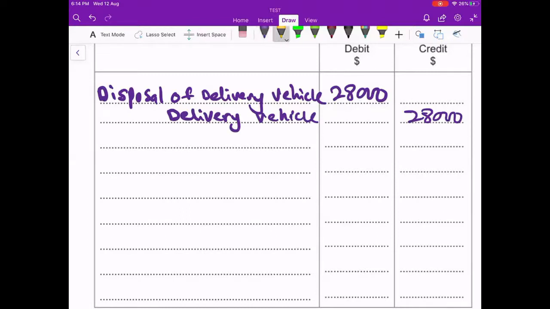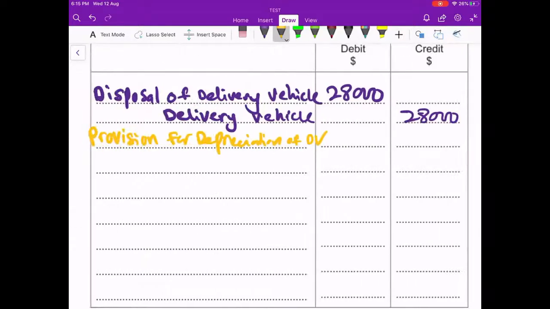Okay, step number 2. Step number 2 is debit provision for depreciation of delivery vehicle. Provision for depreciation of delivery vehicle. And then how much is the provision? My provision, just now I calculated, 3,500. Credit will be disposal, 3,500. This is my step number 2.